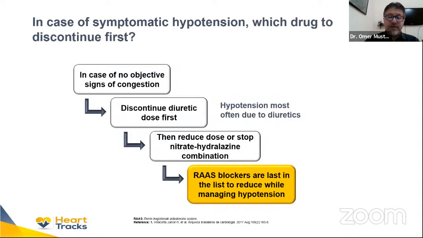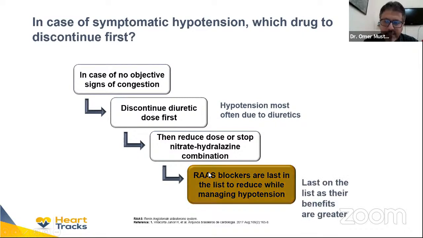So in case you have a symptomatic hypotension patient, what is the order of changing the therapy? Which medication should you discontinue first? In case of no objective signs of congestion, we discontinue diuretics because hypotension is most often due to the diuretics. Then reduce the dose or stop nitrates or the hydralazine combination.